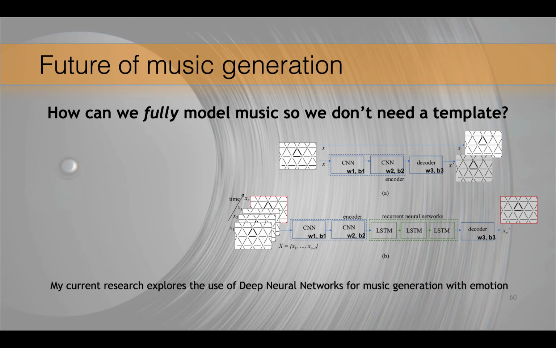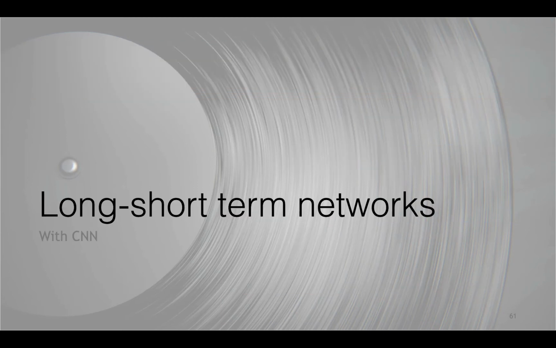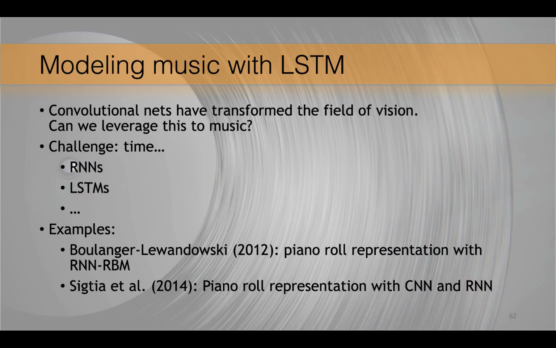The current research in my lab explores the use of deep neural networks for this task. One approach is to use something called LSTM, or long short-term memory networks. We combine LSTMs with convolutional neural networks. You might have heard of this. These are networks that have transformed the field of vision. They've made possible computer face recognition, cat-dog classification of images, etc.